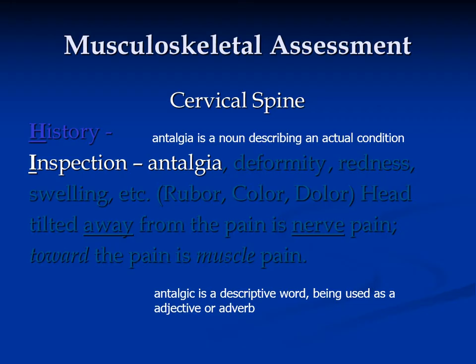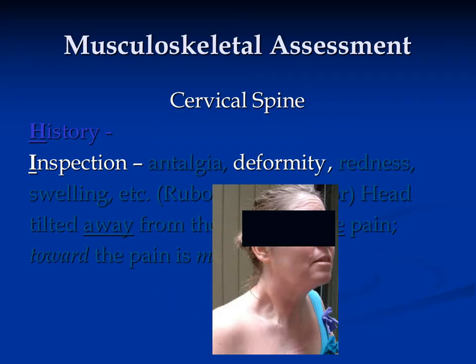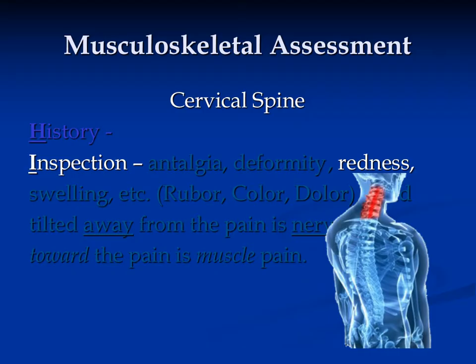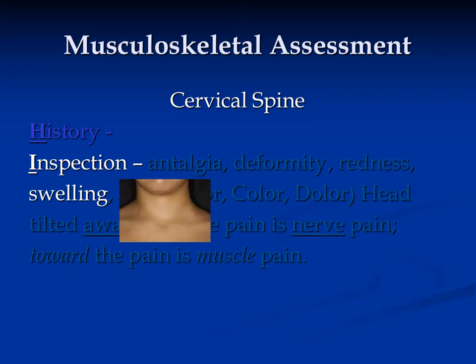Our inspection includes visual inspection to determine if there's an antalgia, if there's a leaning away from or into the pain. Antalgia is simply a condition in which there's a posture. Is there a cervical deformity? Is there redness in the cervical spine? Is there swelling?